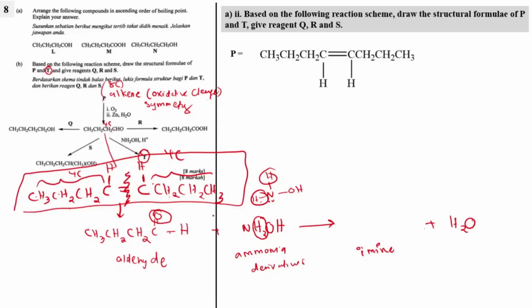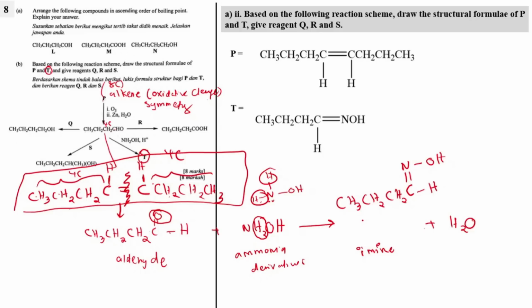Okay, so the HO will be removed in order to produce H2O, and as a result, in my imine CH3, CH2, CH2, C, the place of the double bond here will be taken by nitrogen, and then I'm going to put OH here. Okay, so this is going to be my last product, which is my imine. So my structure of T is going to be CH3, CH2, CH2, CH, double bond N, OH, which is this structure here referring to the imine. Okay.